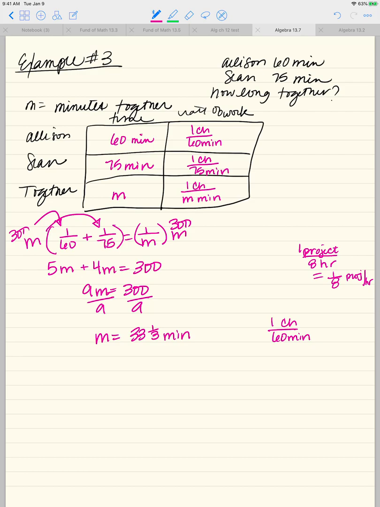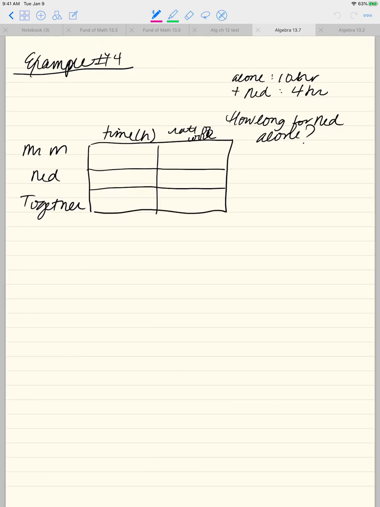What I want you to notice also is that if we were to figure out what the average is between 60 and 75 minutes, it would not equal this, okay? So you cannot just say, oh, I'm just gonna take the average, okay? You've got to work through the problems using the method that we just talked about, all right? Example number 4 is a similar type of problem.